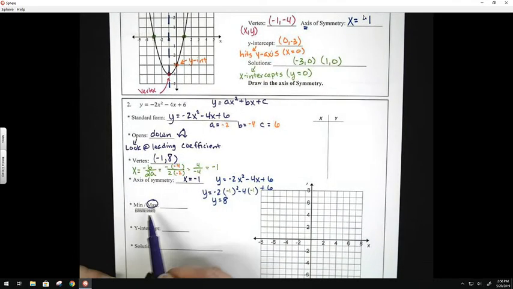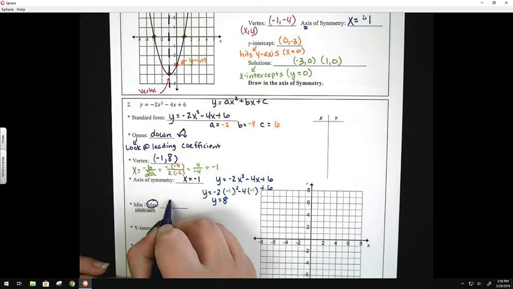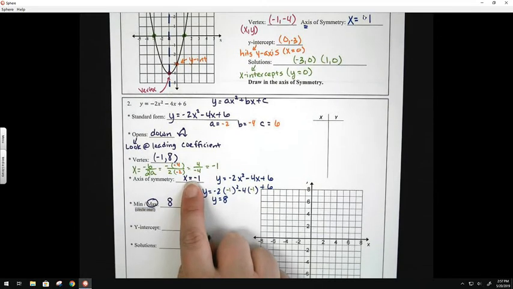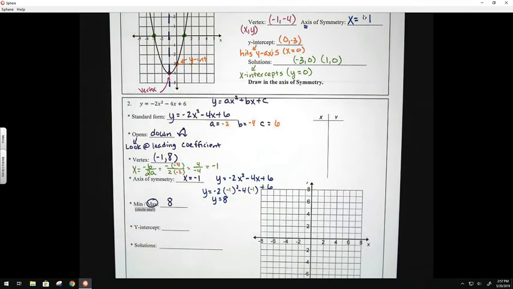It also means that our maximum value is 8. Because remember, our min or max value is always the y value of the vertex. The axis of symmetry is always the x value of the vertex. With me so far? Hopefully.